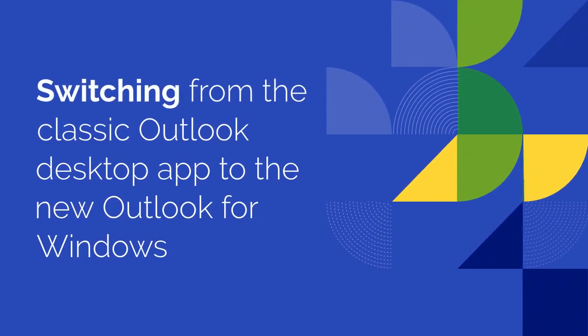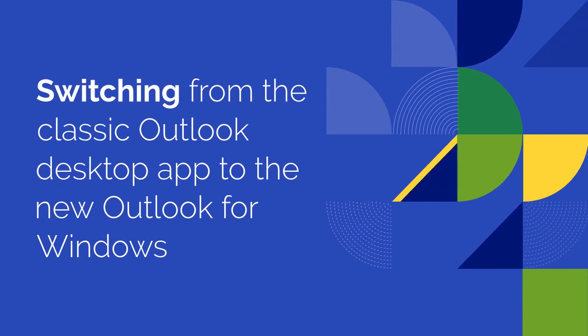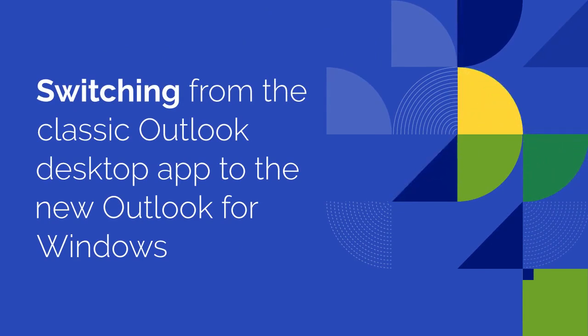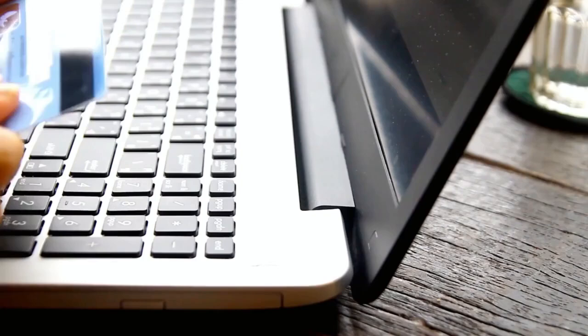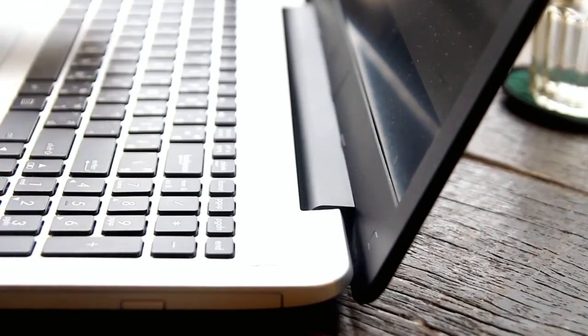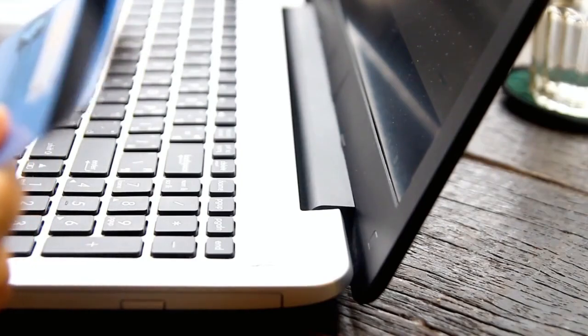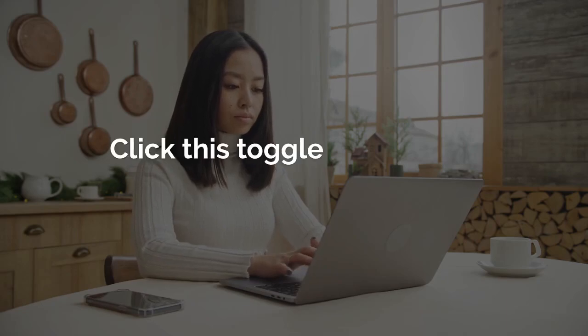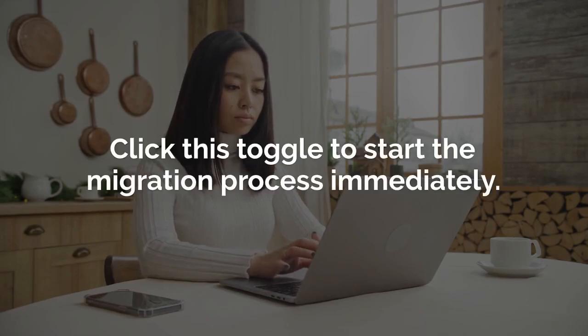Let's jump in. Switching from the classic Outlook desktop app to the new Outlook for Windows is a quick process that Microsoft has made very easy for most users. Look at the top right corner of your current Outlook window. You should see a toggle switch labeled Try the New Outlook. Click this toggle to start the migration process immediately.